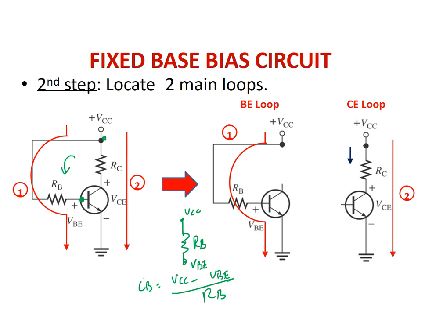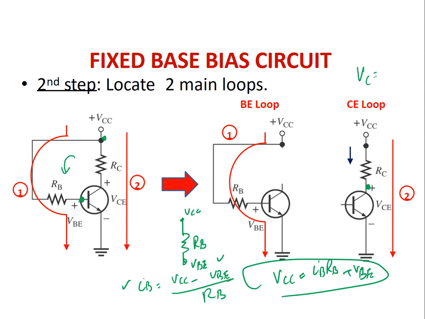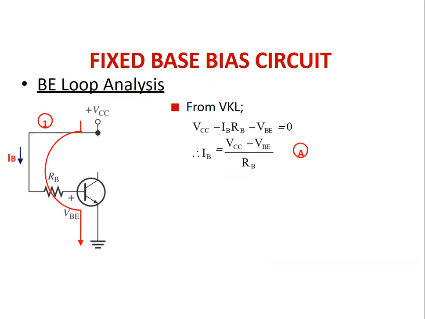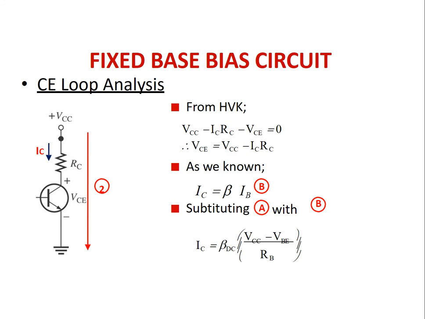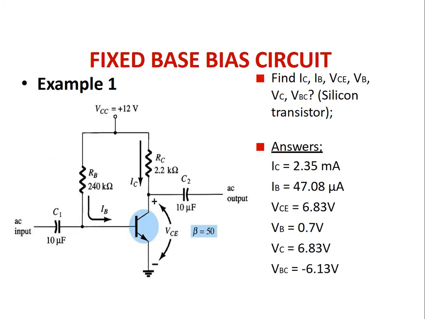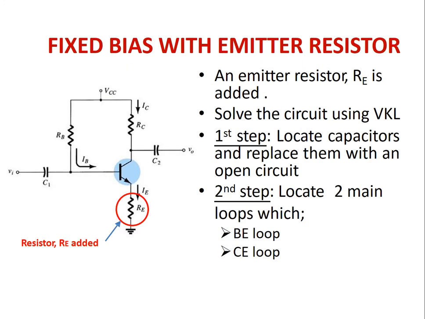Okay, this is one way. The other way, if you want to write, VCC will be equal to IB into RB, the voltage drop here, plus this voltage drop. That will be the equation for this loop. Similarly, you can write the equation here. If you want to get VC, that will be equal to VCC minus the voltage drop here. By using these strategies, we can easily calculate the rest of the things, whatever we want to get. This is the example we will solve during the live session.